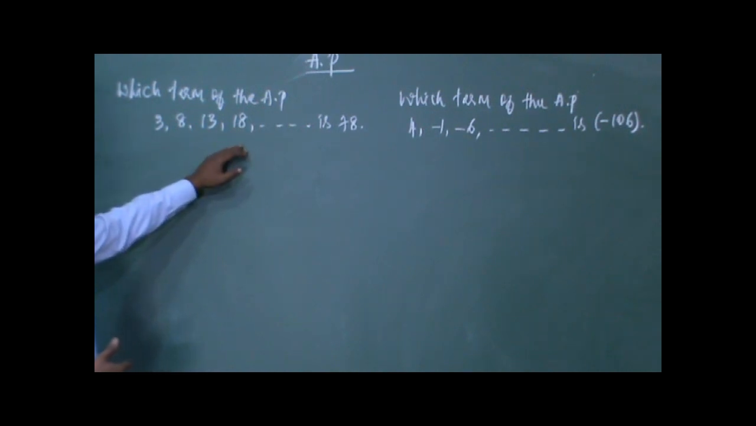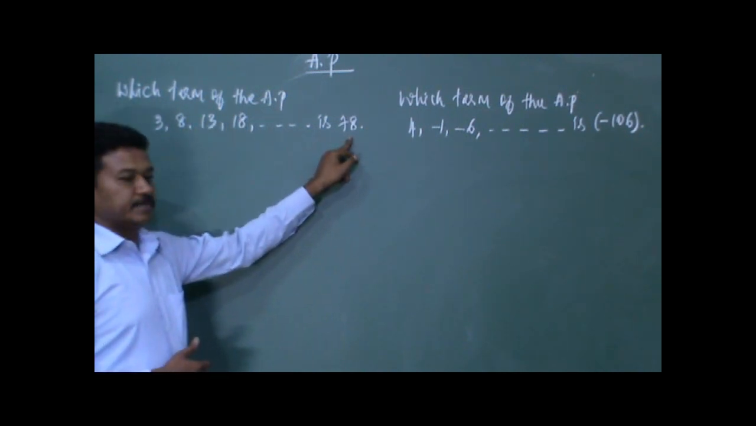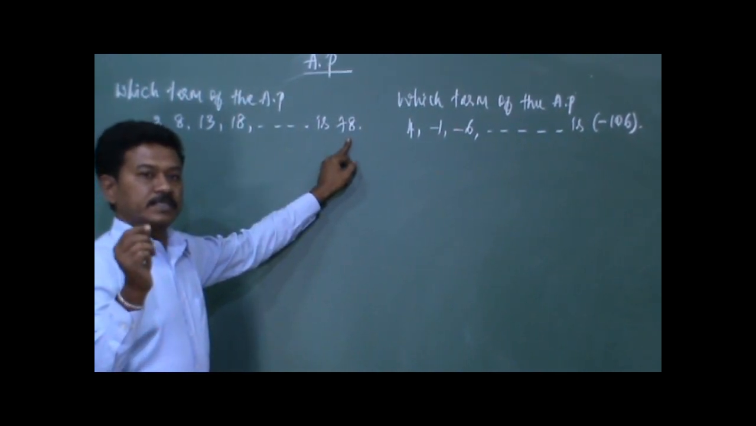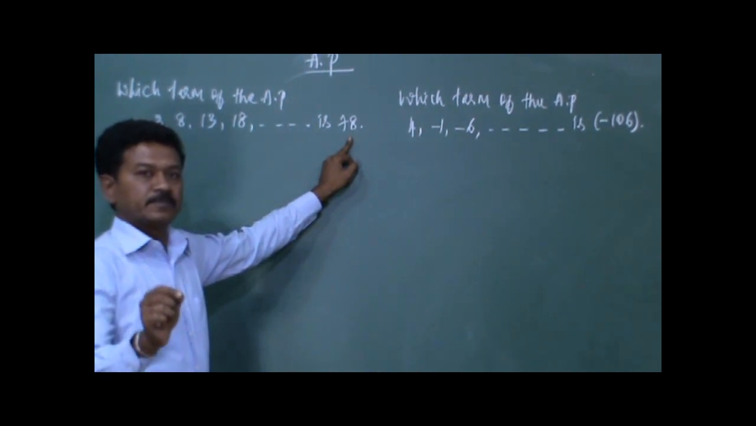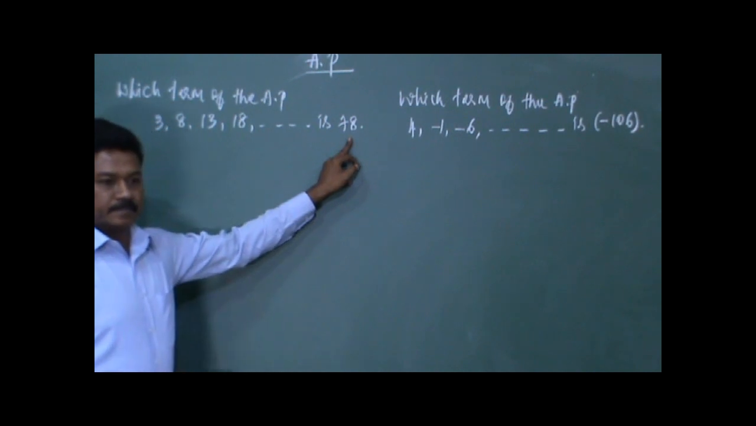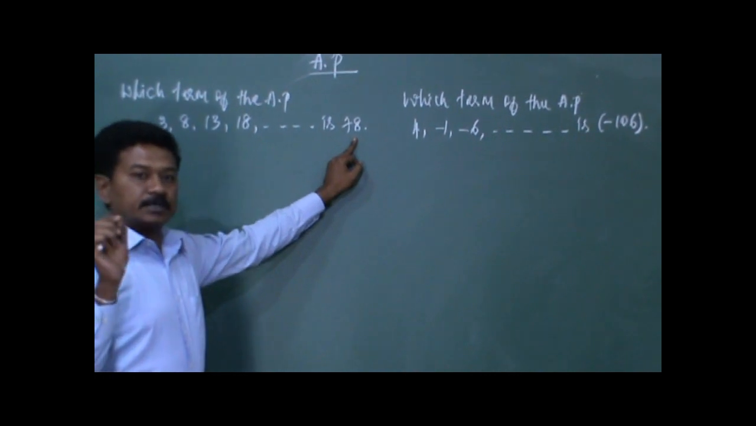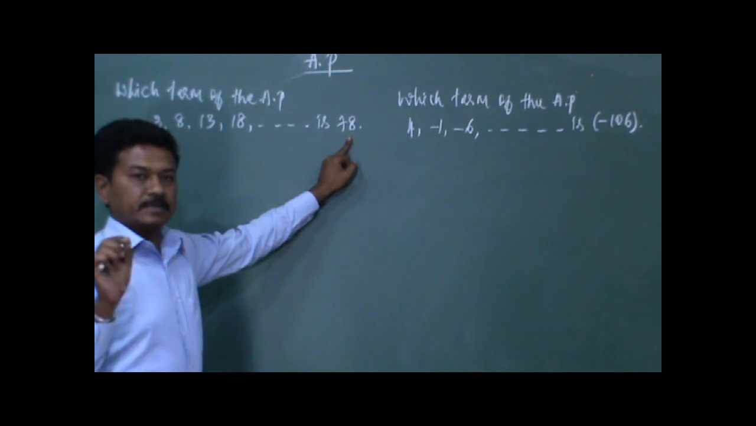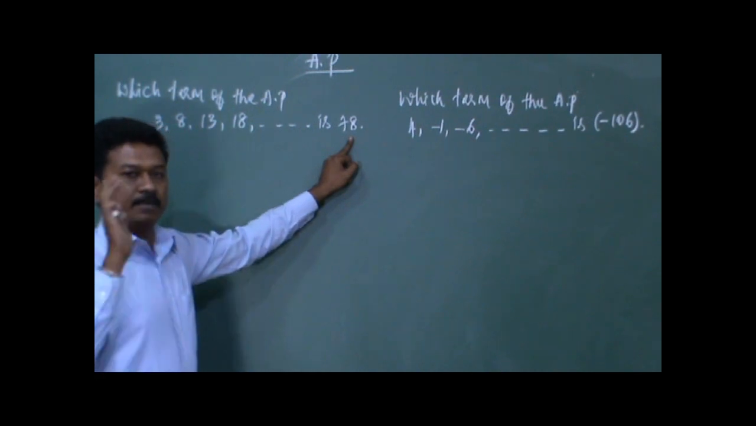In this type of problem, if a term is asked, which term of the AP, they are given the AP, they have asked you which term is 78. So the term whose value they give you, you have to consider as the nth term of that AP. This is the theoretical background. He has asked you which term is 78 in the given AP. So we have to consider that 78 is the last term of the AP. This is the theory behind the problem.